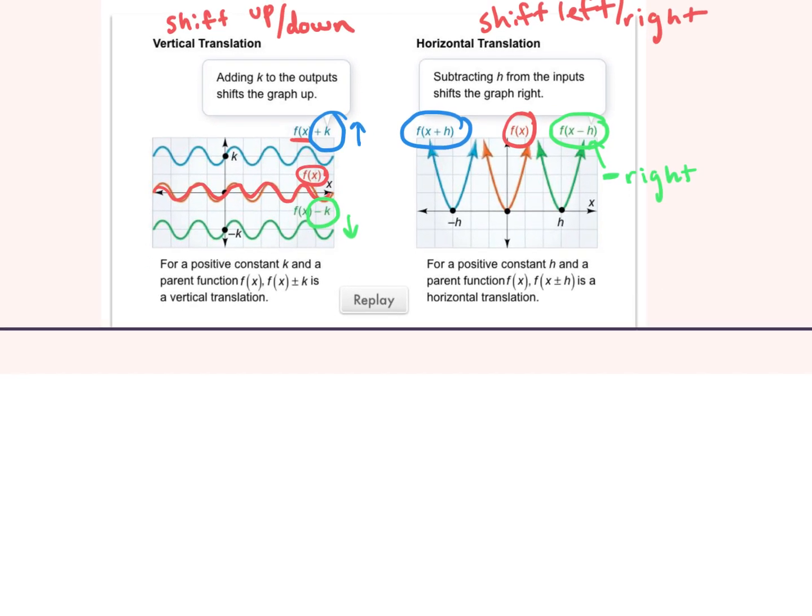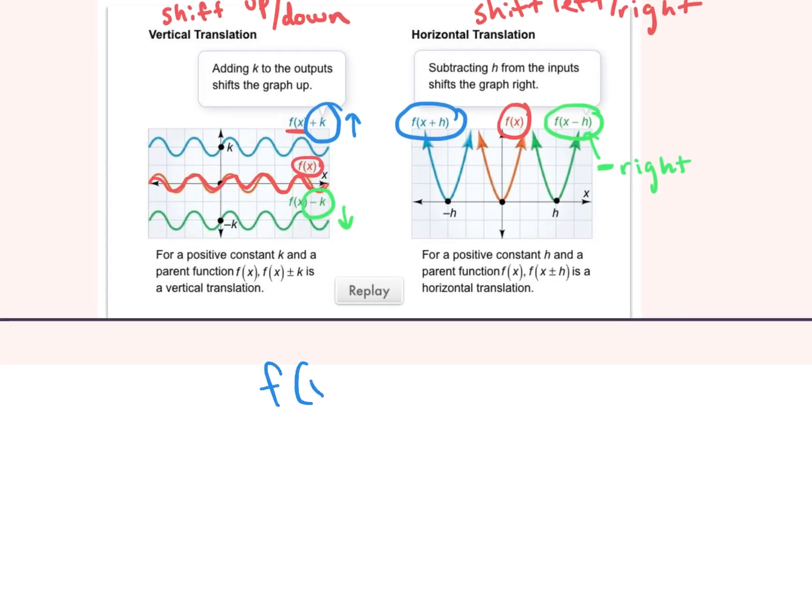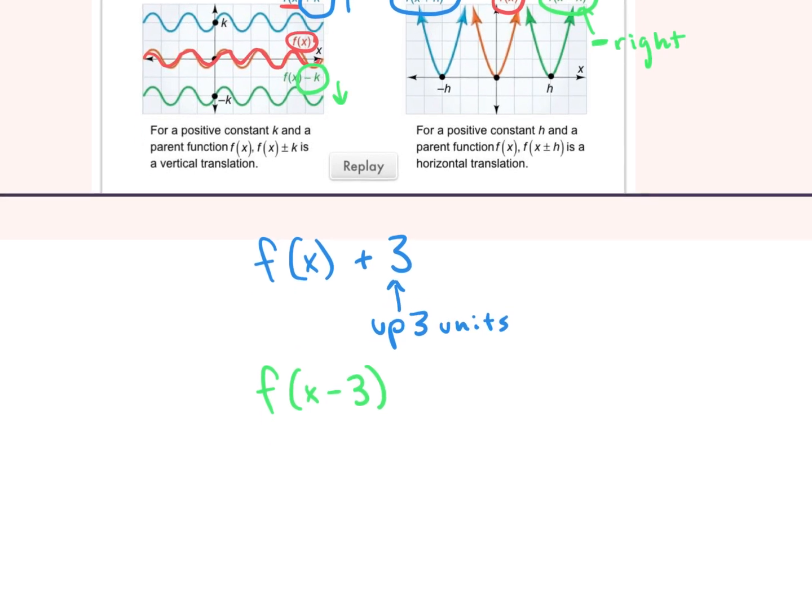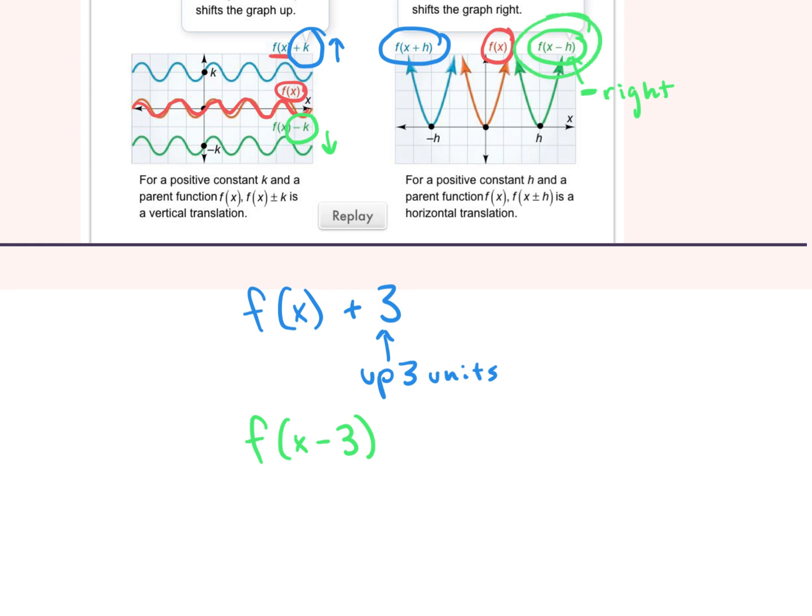So if I had my parent function, let's just say it was f of x. Doesn't matter what the function is. Some function, f of x. If I add 3 to the outside, this 3 would mean I'm moving up 3 units. If I had my parent function, f of x, but I'm subtracting 3 on the inside. On the inside means I'm going left and right. When you subtract, just like it was here, subtracting means you go right. So this minus 3 means I move right 3 units.